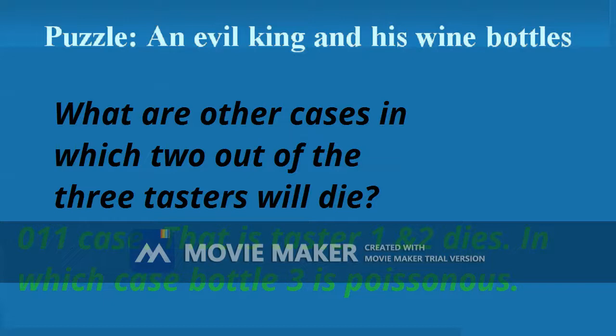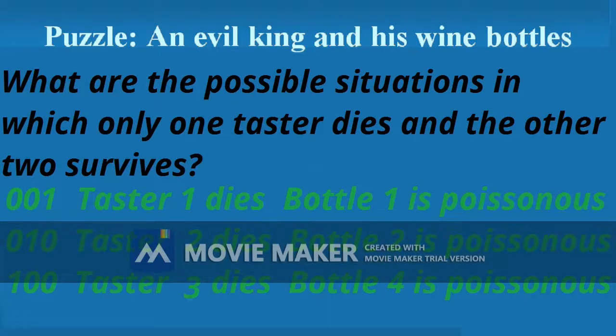Then the bottle which is having poison is the third bottle. Can you summarize the possibilities in which only one tester dies out of the 3 testers? The answer is as follows. The case 001, that is, tester 1 dies. Bottle 1 is the poisonous one.